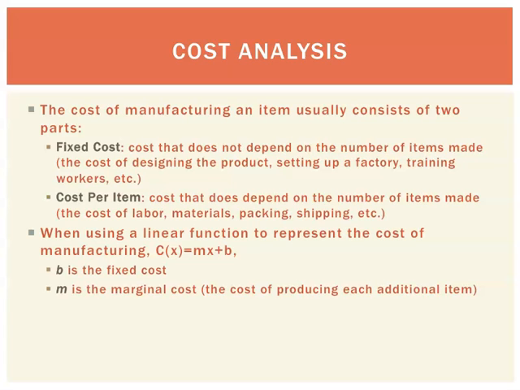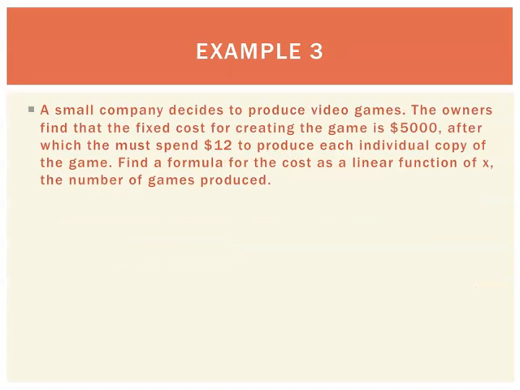So take a look at example 3. It says a small company decides to produce video games. The owners find that the fixed cost for creating the game is $5,000, after which they must spend $12 to produce each individual copy of the game. Find a formula for the cost as a linear function of x, the number of games produced. So we know that the fixed cost is $5,000, so that might be paying the people to create the game, design the game, get the video game music in there.